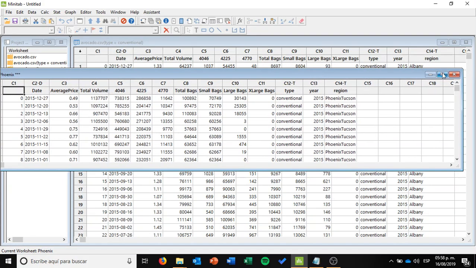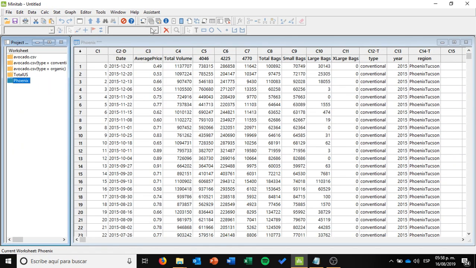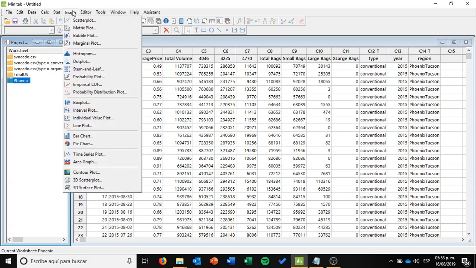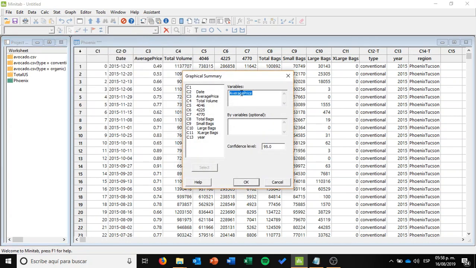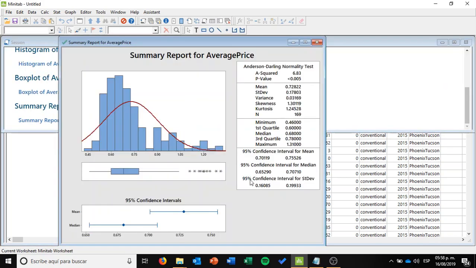What I want to do is to analyze this particular worksheet. Let me change the view. Here it is. And the first thing I'm going to do is to repeat the analysis, in which I select in Stat, Basic Statistics, the Graphical Summary, and again the average price. And what you're going to see is that now the average price is slightly different. This analysis is for Phoenix, and you can see that all these statistics are changing. The mean is smaller, it is 0.72.